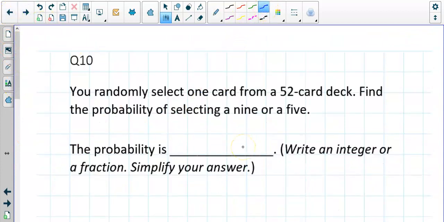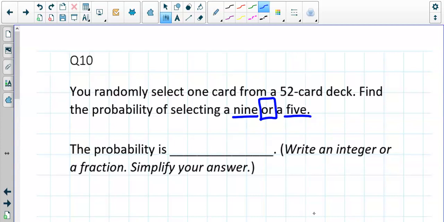All right. Question number 10. You randomly select one card from a 52 card deck and find the probability of selecting a 9 or a 5. When we talked about ORs, they are based on the idea of whether your event is mutually exclusive or not mutually exclusive. When you are mutually exclusive, it means the 2 events cannot happen at the same time. When you are not mutually exclusive, it means they can.